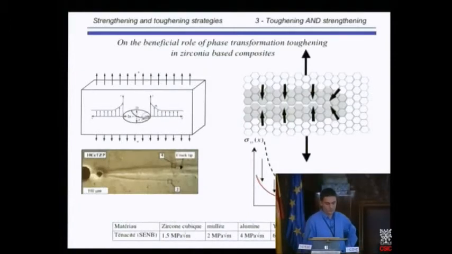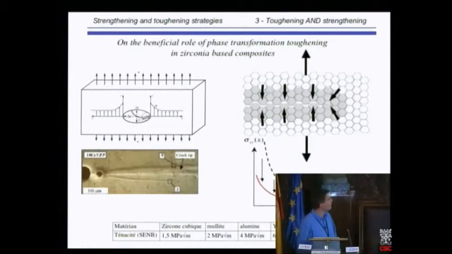So let's talk about transformation toughening. I think most of you know about that, but I just remind you that we have a crack and we have a zirconia-based material. In the vicinity of the crack, you have phase transformation. This phase transformation leads to volume increase in the vicinity of the crack, and so you have compressive stresses that act to close the crack.